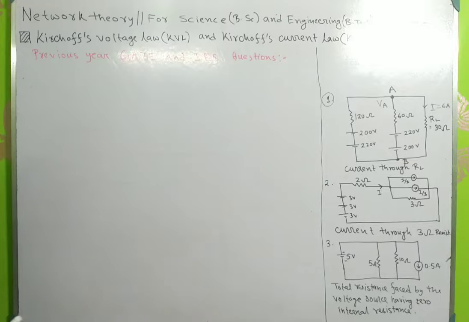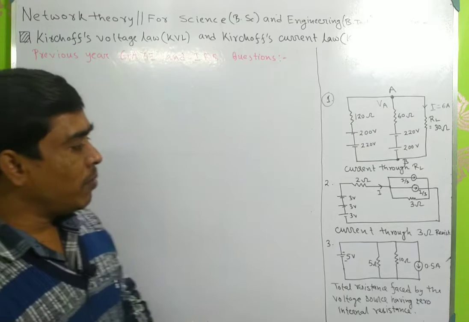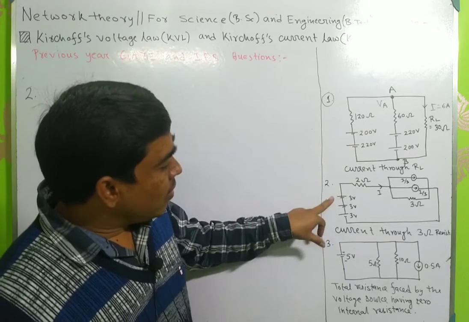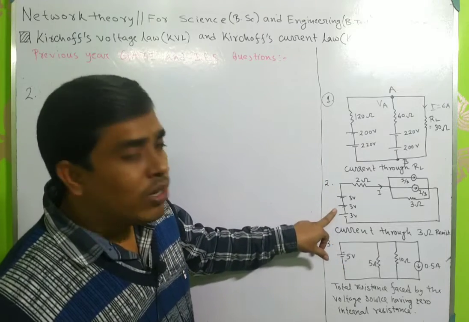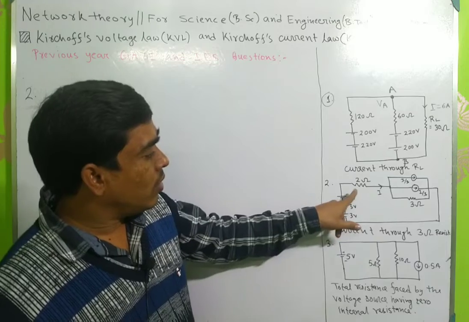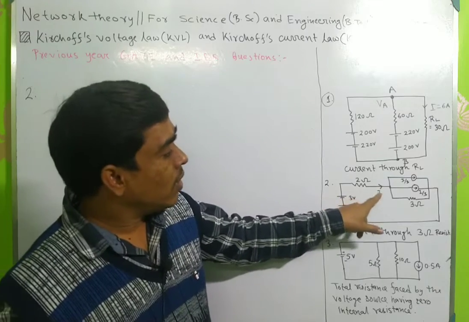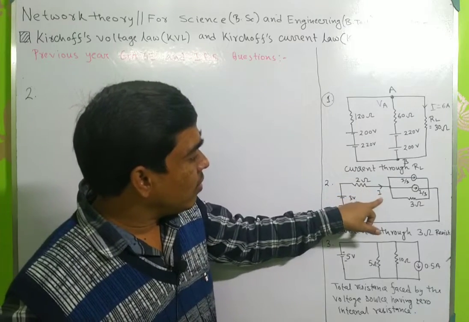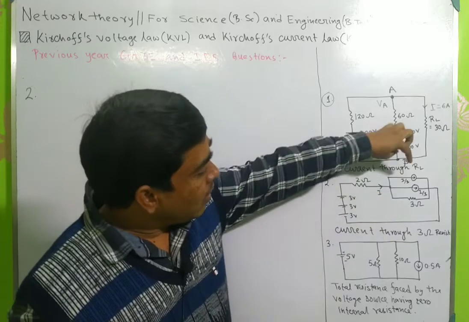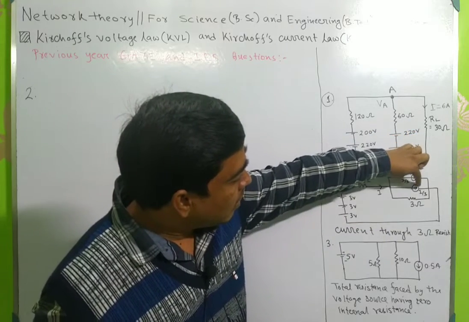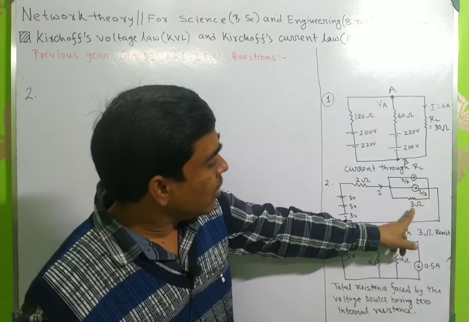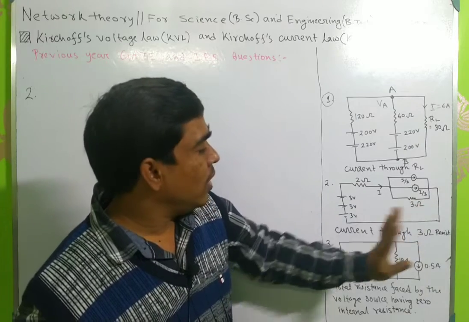Now problem number 2. What is problem number 2? This is the 3 volt DC voltage source. This is a 2 ohm resistance. The current through this resistance is I, and this is the current source I by 3. This is a current source I by 3. This is a 3 ohm resistance.